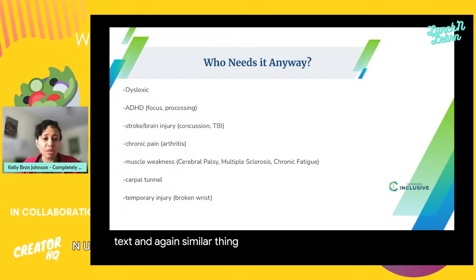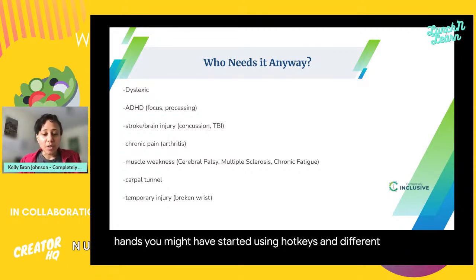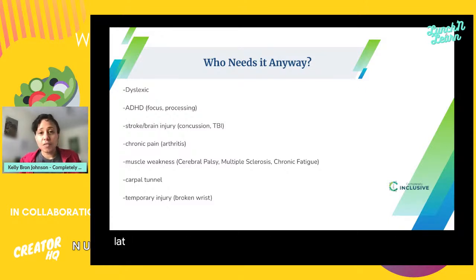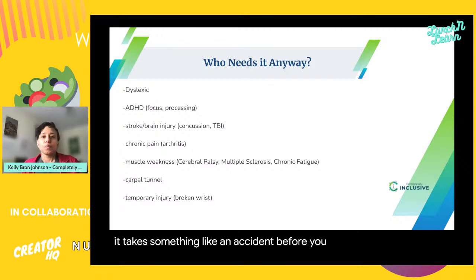And again, similar things with muscle weakness, carpal tunnel, or even a temporary injury. If you've ever broken your wrist or a finger or your arm, and you weren't able to type with two hands, you might have started using hotkeys and different parts of technology that's already there. It's already free and it's built in to a lot of software already, or even a lot of hardware. So sometimes it takes something like an accident before you start to realize that you can actually benefit from a lot of these things that are already built in to a lot of our products that we already use.